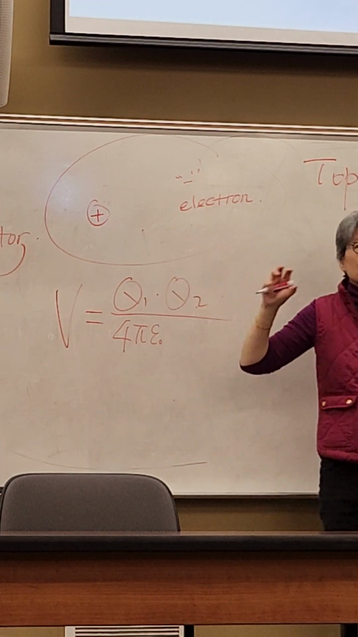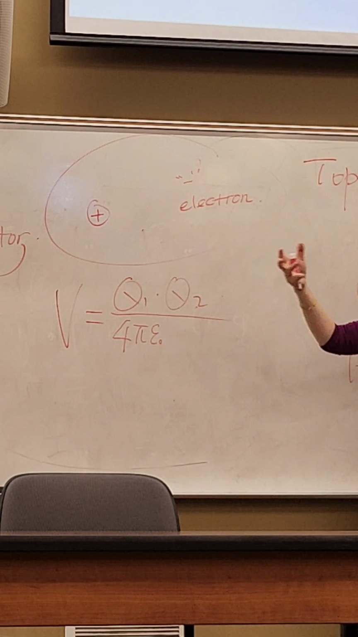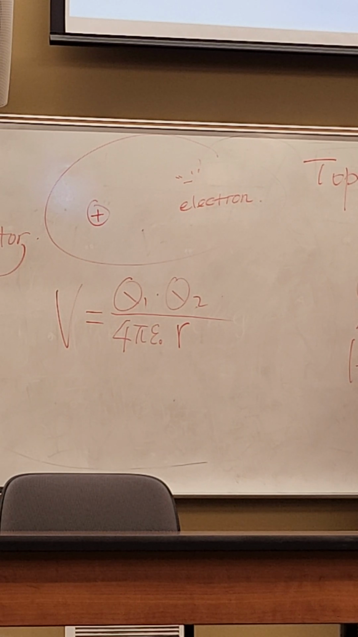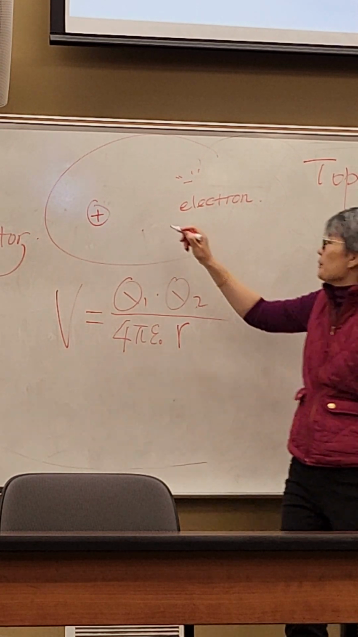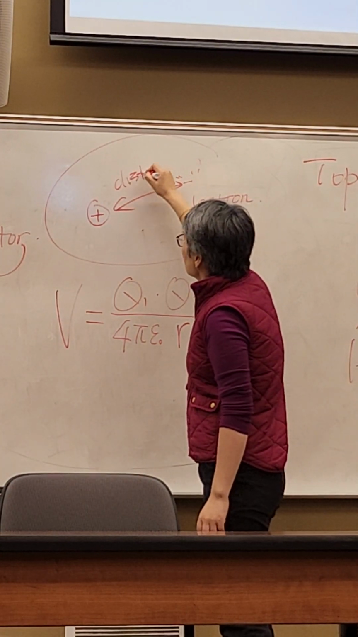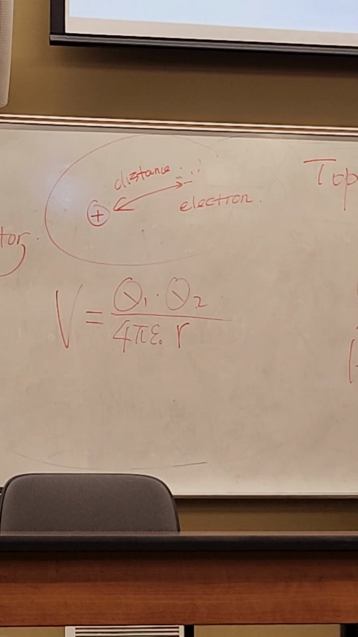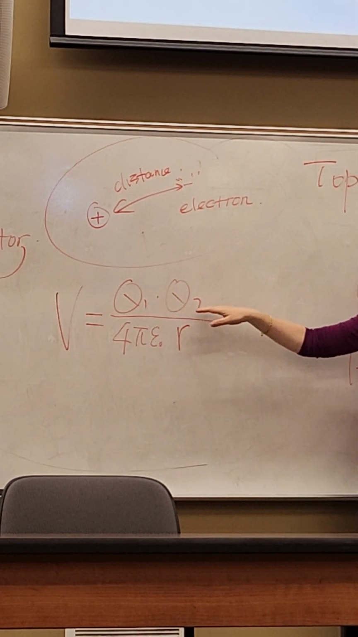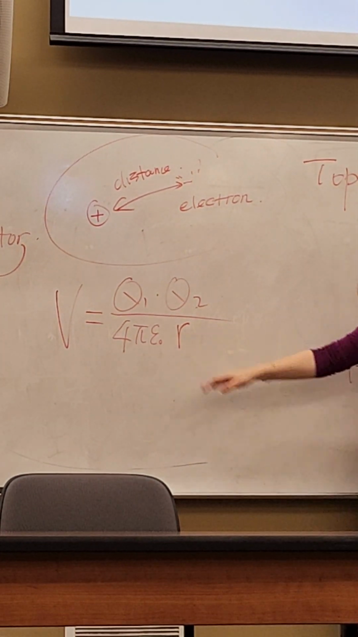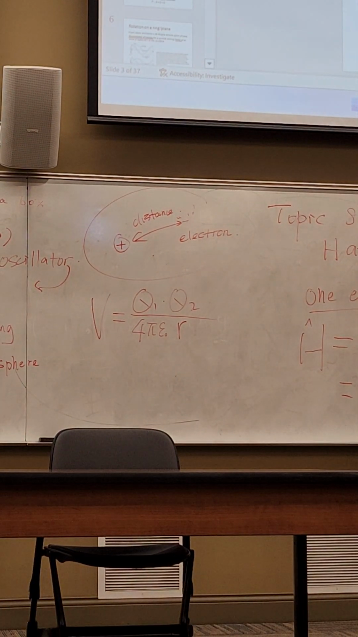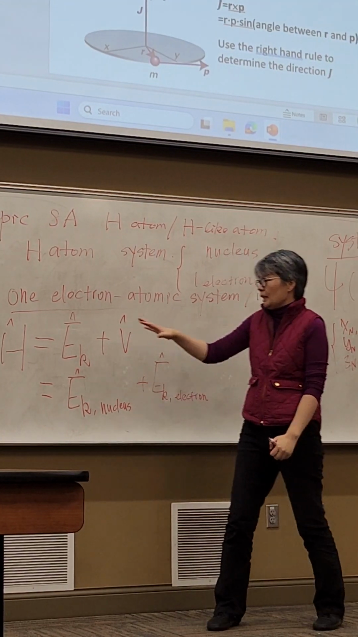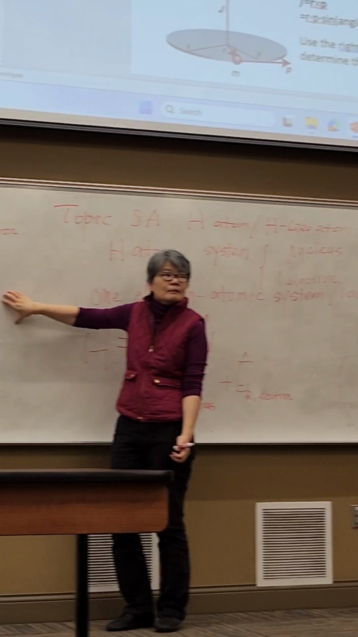Q1 and Q2, the amount of charge, matters and influences the potential. What else matters is the radius, or we call it the distance. That's what we learned from physics. The Coulomb potential definition is Q1 times Q2 divided by the constant, and inversely proportional to R. It's literally the distance between those two charges. Agree?